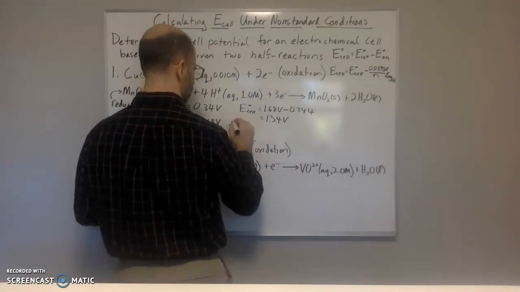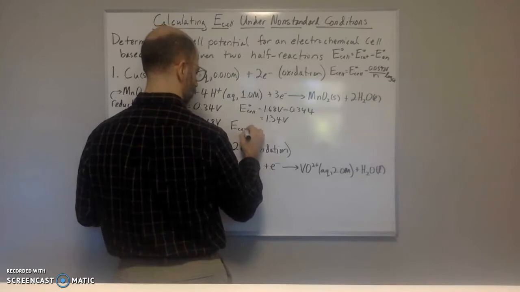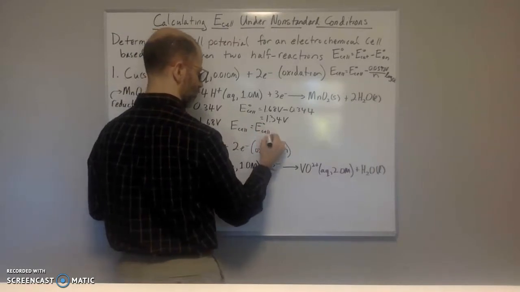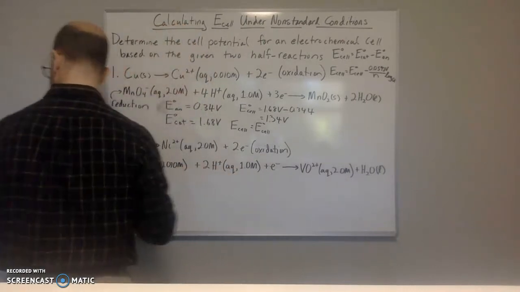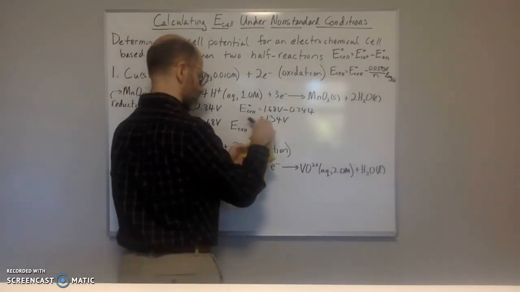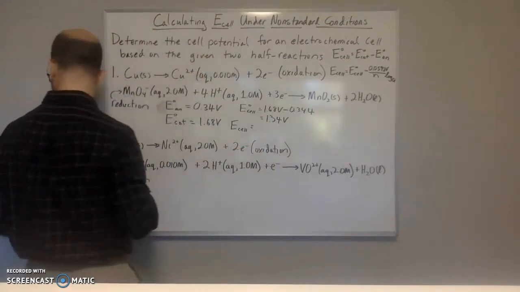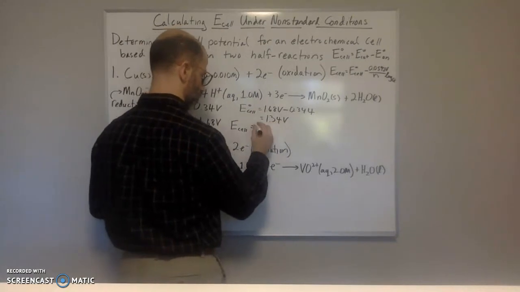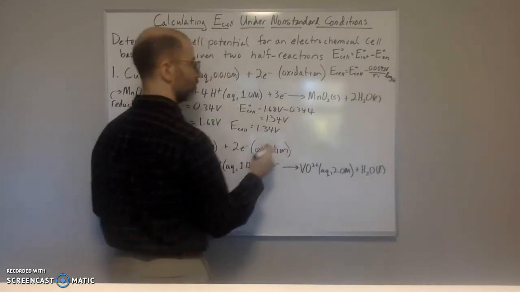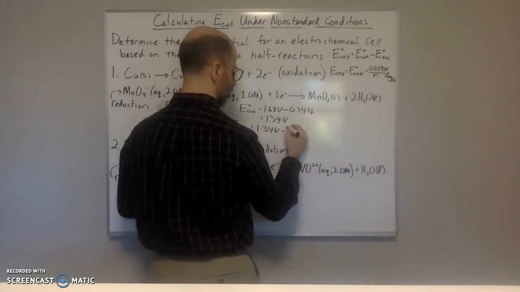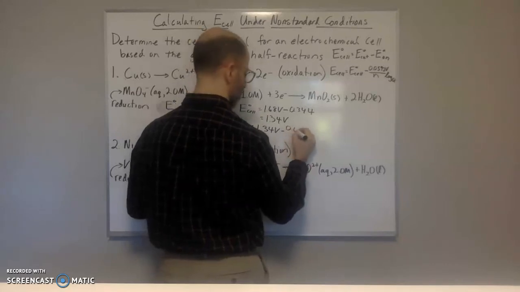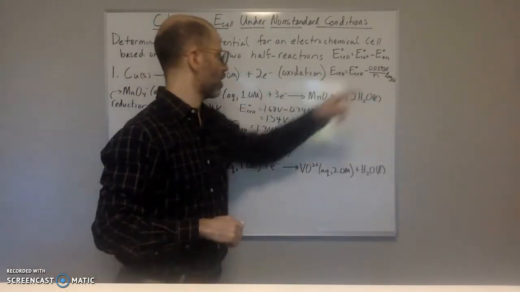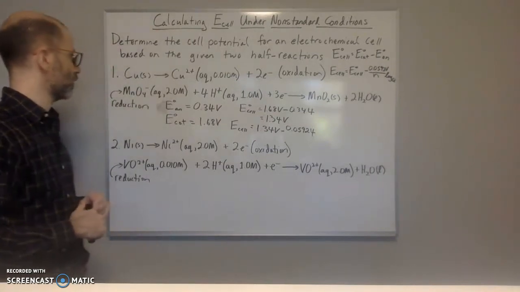So we have E of the cell under non-standard conditions is equal to the standard cell potential, which is going to be 1.34 volts, minus 0.0592 volts over the number of moles of electrons.